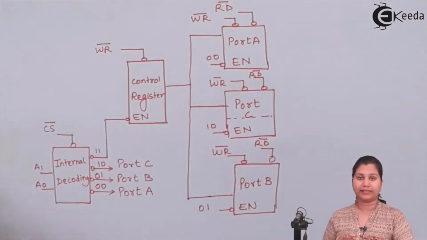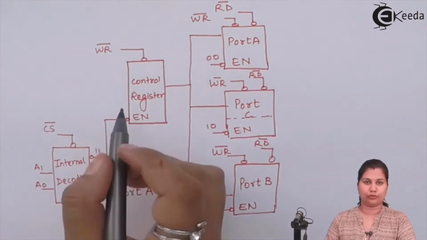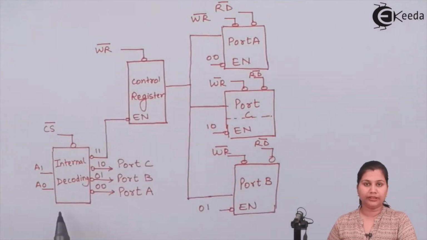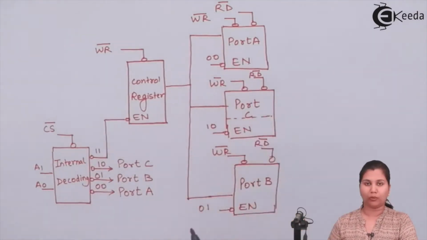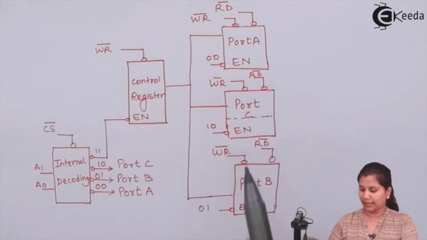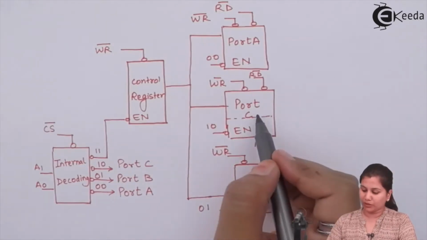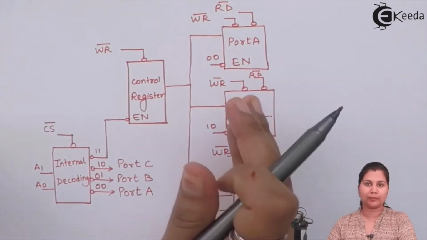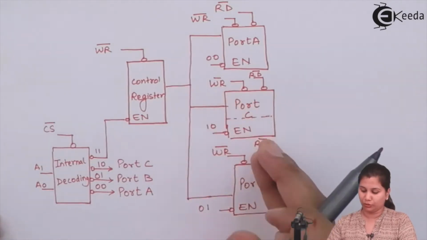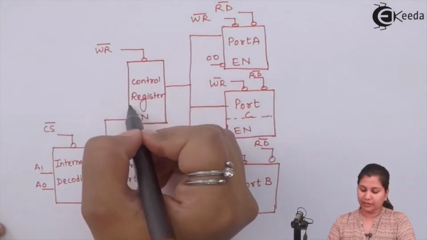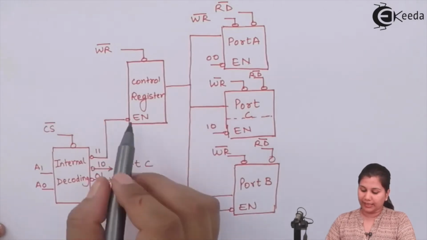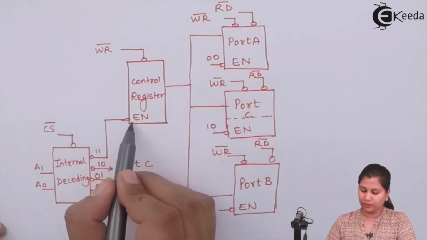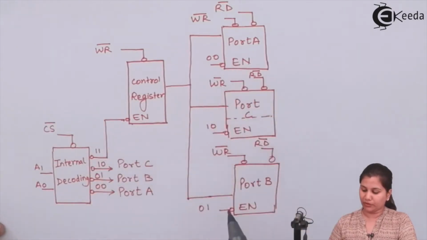So this diagram is showing the control register, the internal decoding block, and the three ports: port A, port C, and port B. Now port C is divided into two parts: port C upper and port C lower. You can see that the control register has the enable line here, and all three ports also have the enable line.